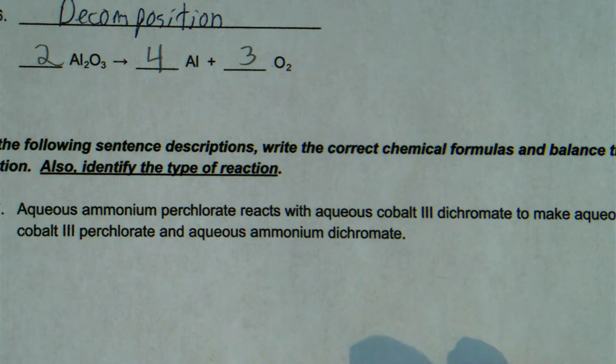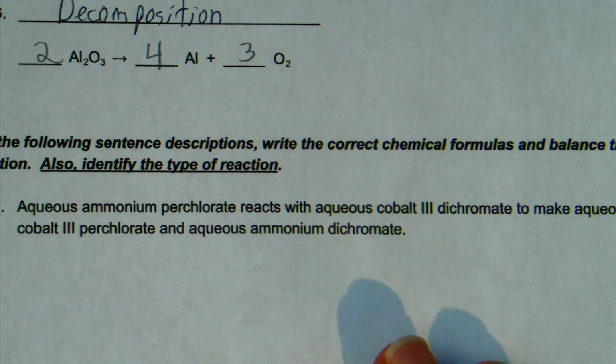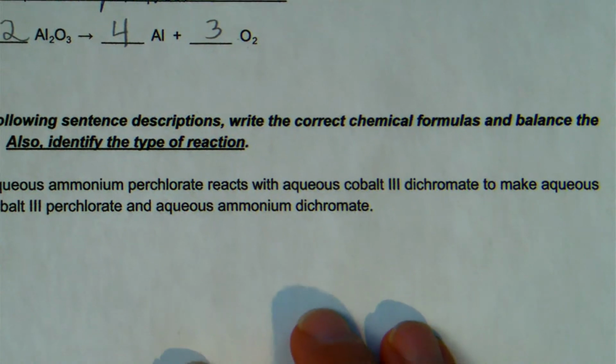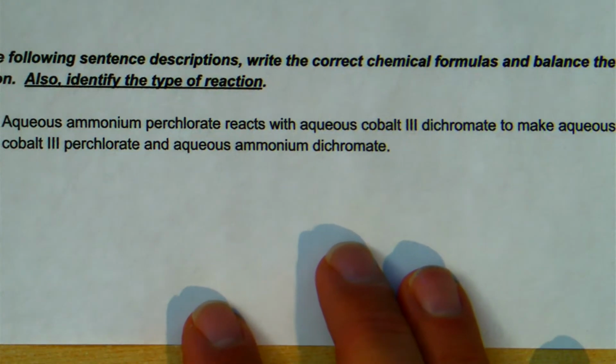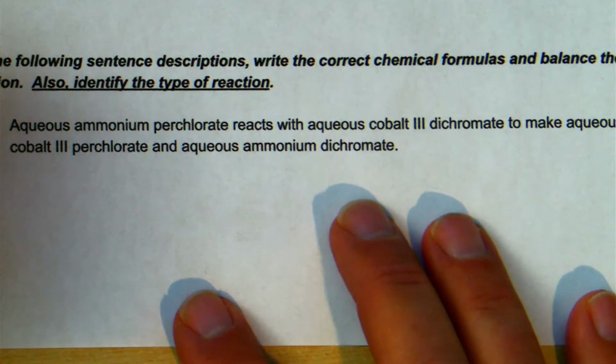For the following sentence descriptions, write the correct chemical formulas and balance the reaction. Also identify the type of reaction. Aqueous ammonium perchlorate reacts with aqueous cobalt-3 dichromate to make aqueous cobalt-3 perchlorate and aqueous ammonium dichromate. All right, well, let's get into it. Ammonium is NH4.